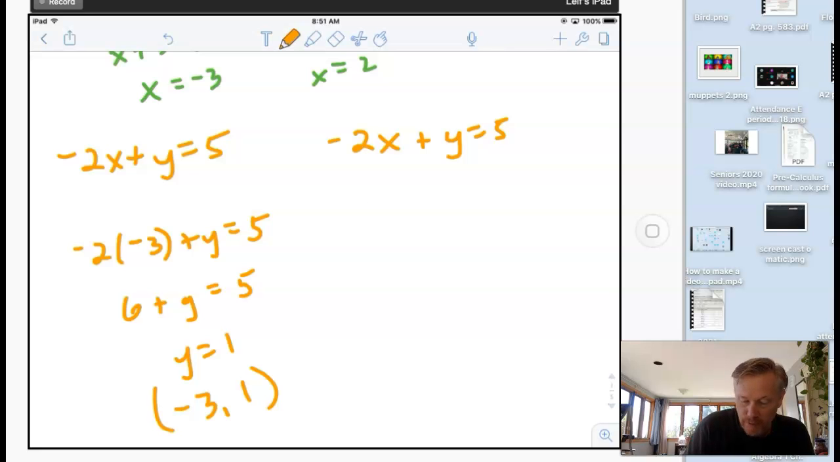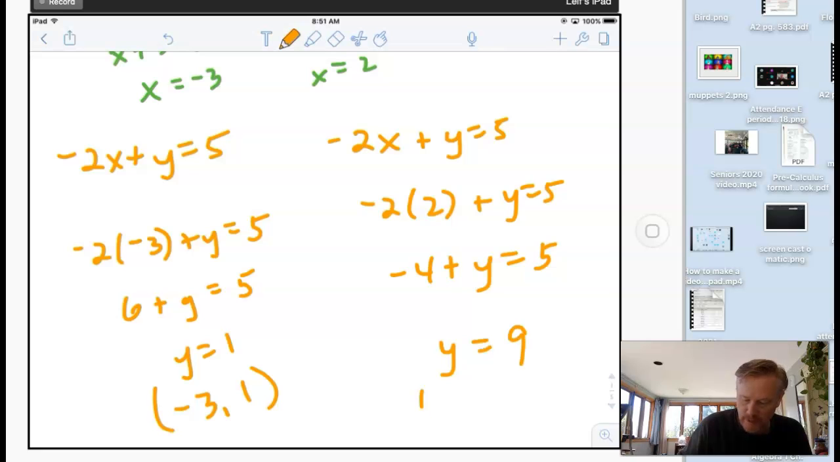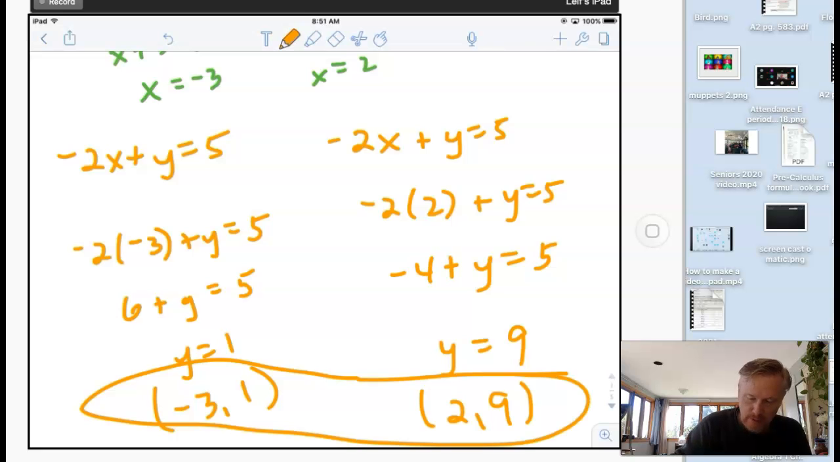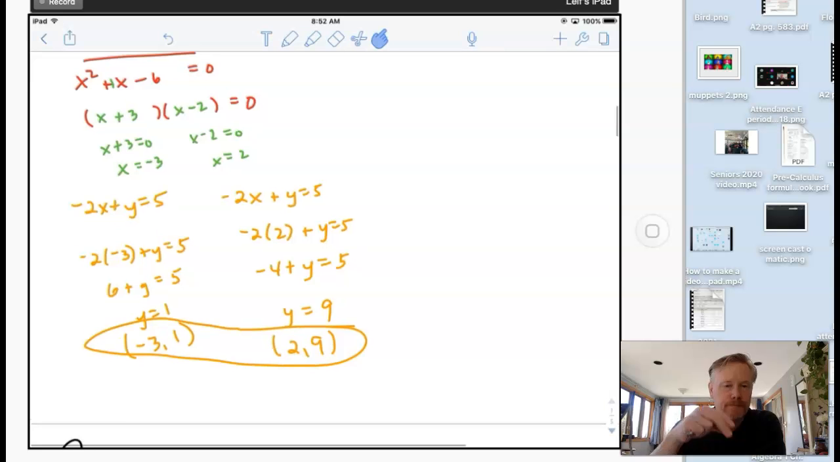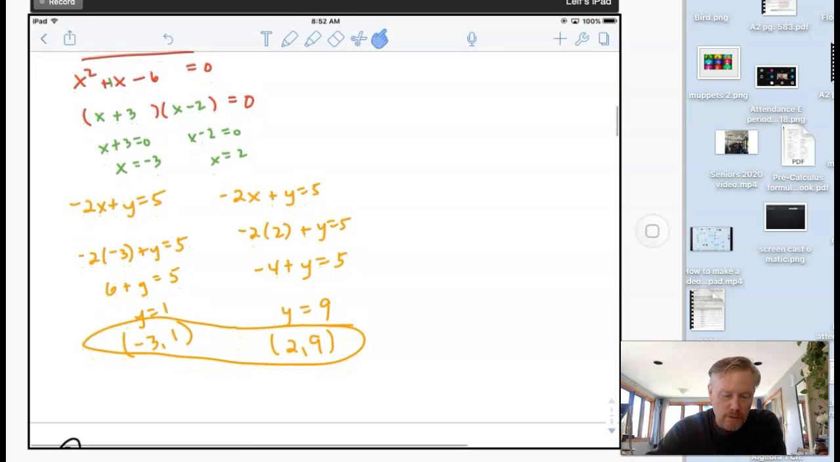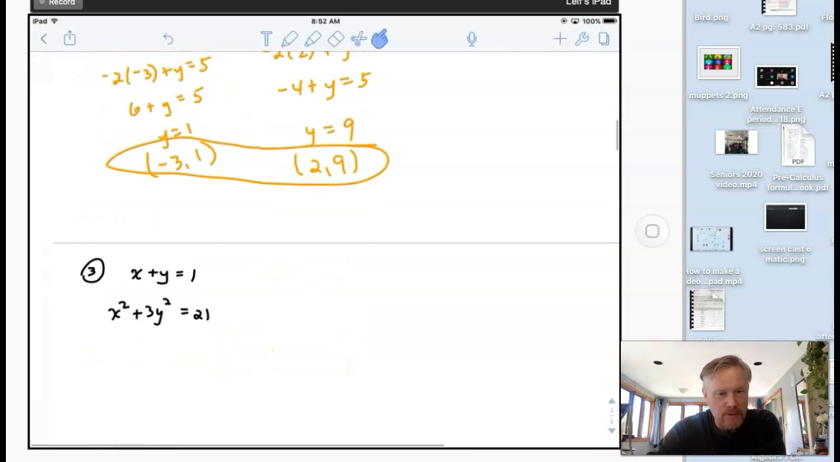Over here, I plug in the 2. So that's -4 plus y equals 5, and if I add 4 to both sides, I get y equals 9. So (2, 9). These are my two answers, and that's how we're going to do these. If you have questions on that, please bring them to class.